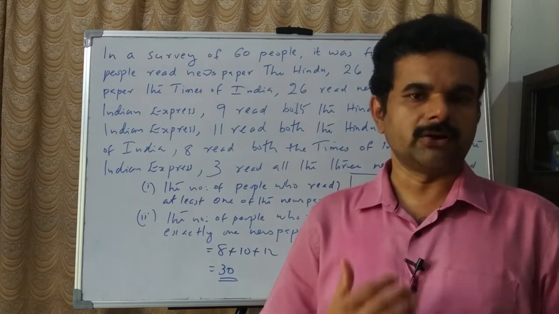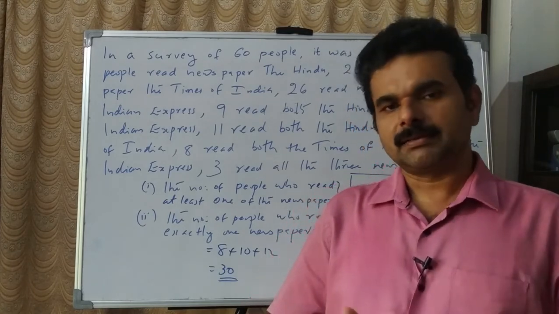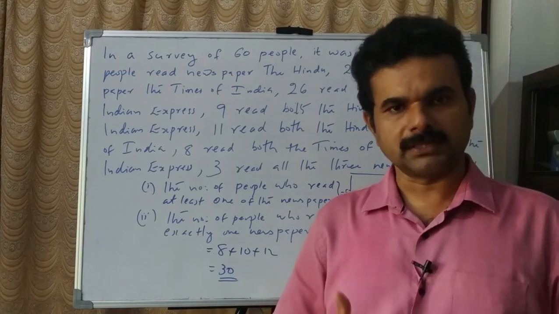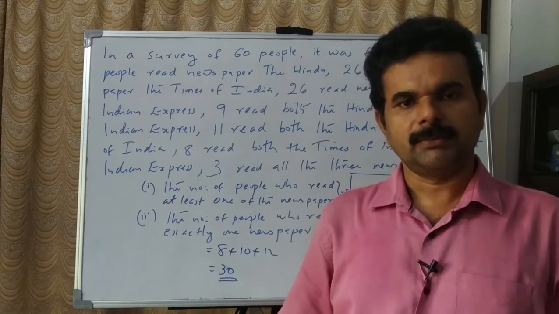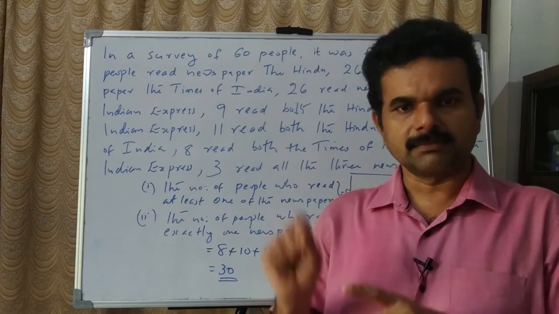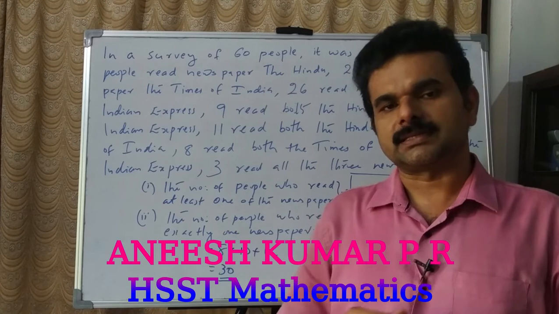n of A union B is equal to n of A plus n of B minus n of A intersection B, and by another formula, n of A union B union C is equal to n of A plus n of B plus n of C minus n of A intersection B minus n of B intersection C minus n of A intersection C, lastly plus n of A intersection B intersection C.